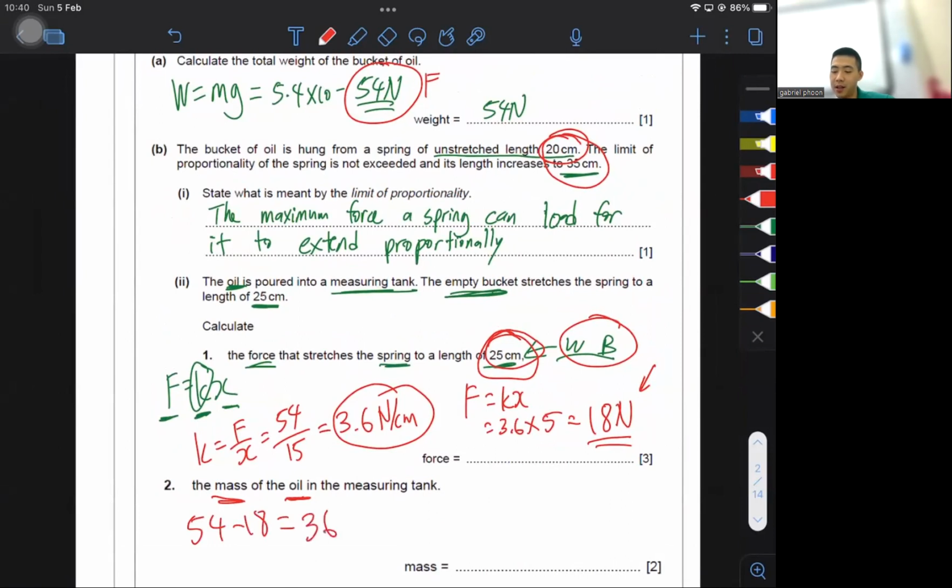This one here is going to give you your weight, right? The weight of the oil, right? But they want the mass of the oil, guys, which you're still supposed to divide by 10. So overall, you're supposed to get what? 36 divided by 10, which is 3.6 kg. You're supposed to get 3.6 kg for your final answer here, guys.